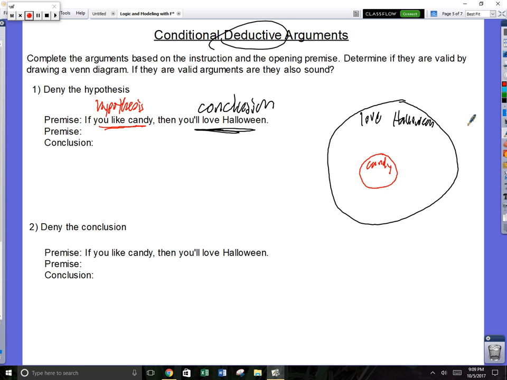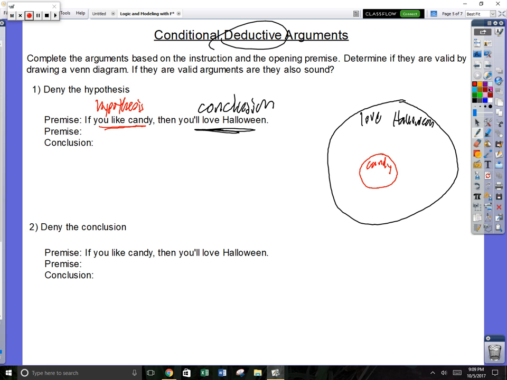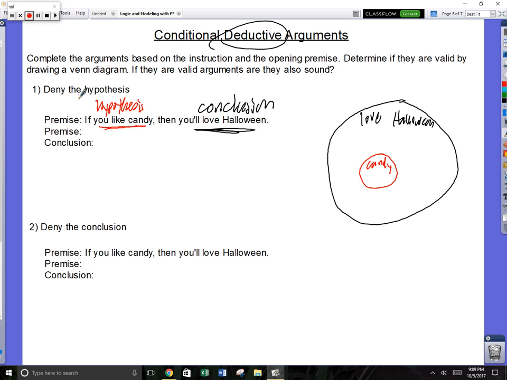All right, here we go. Number 1, we are instructed to deny the hypothesis. So my hypothesis is if I like candy. So the first premise, if I like candy, then I love Halloween. My second premise needs to deny the hypothesis, so it's going to be this: I don't like candy.